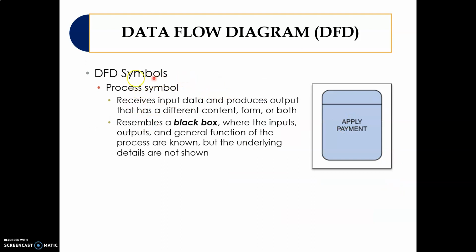For the DFD symbols, this is the process symbol. A process receives input data and produces output. It contains the business logic, or business rules. It is referred to as a black box, where the inputs, outputs, and general function of the process are known, but the underlying details and logic of the process are hidden.